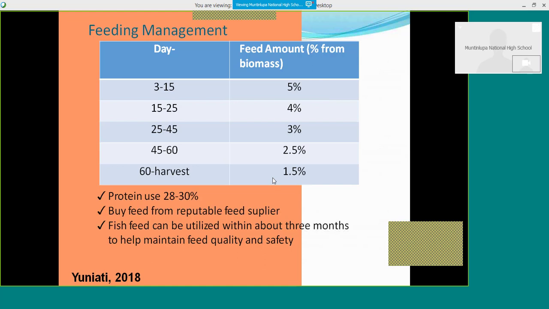The protein used should be 28 to 30%. And take note to buy feed from a reputable feed supplier. And fish feed can be utilized within about 3 months to help maintain feed quality and safety.